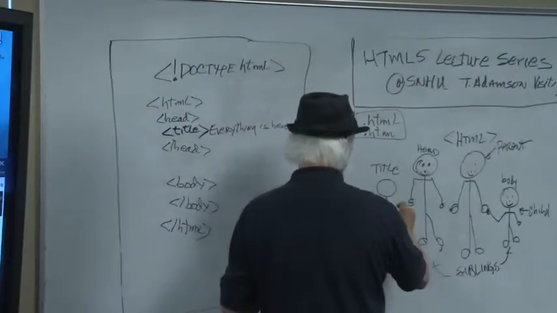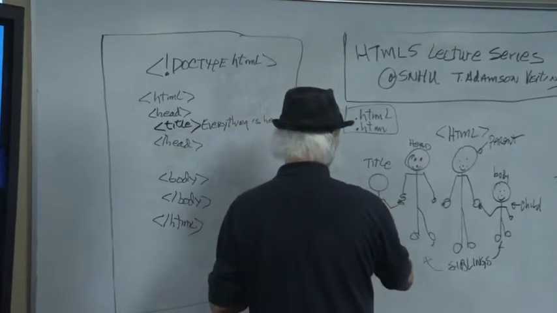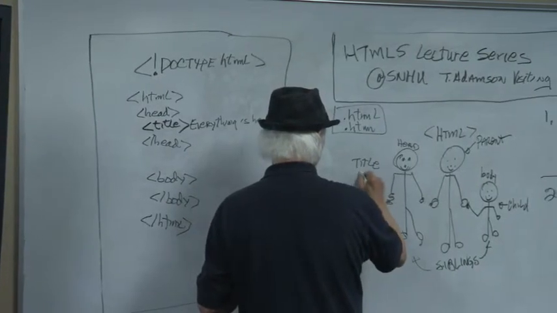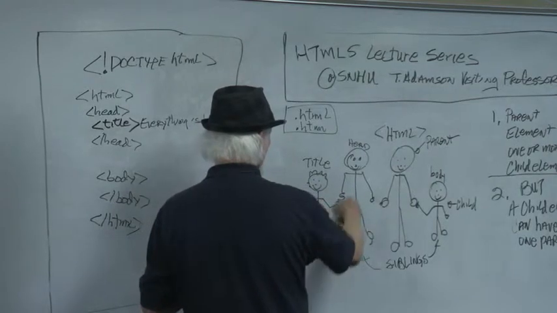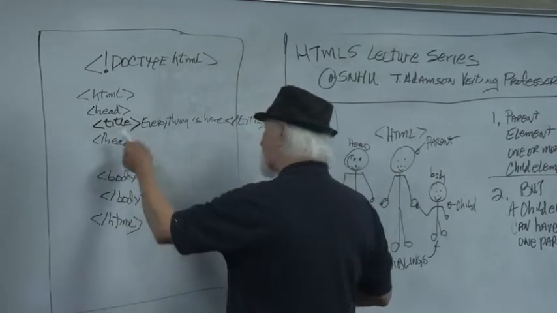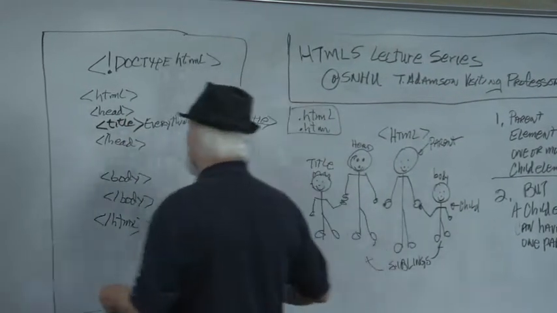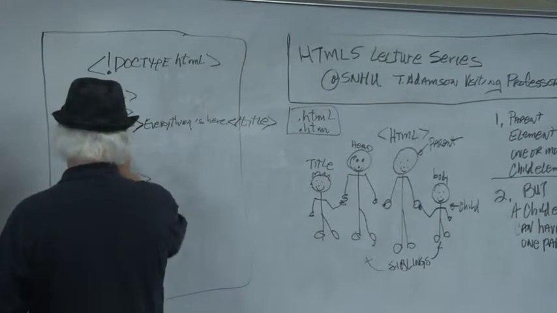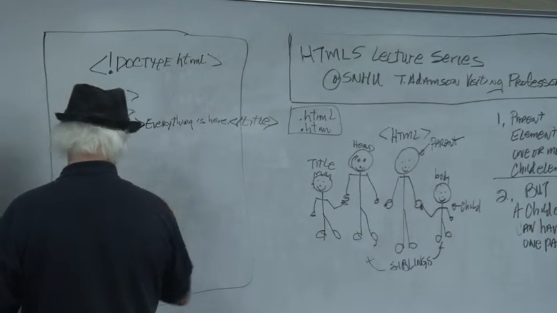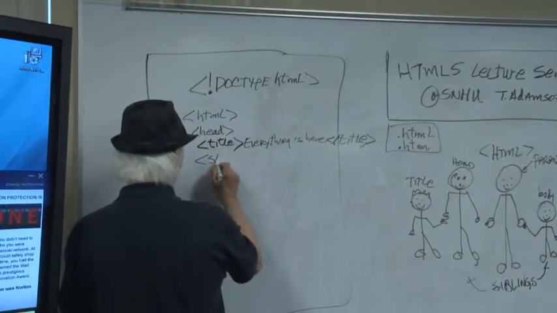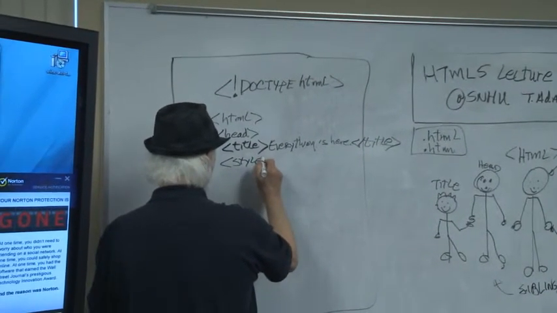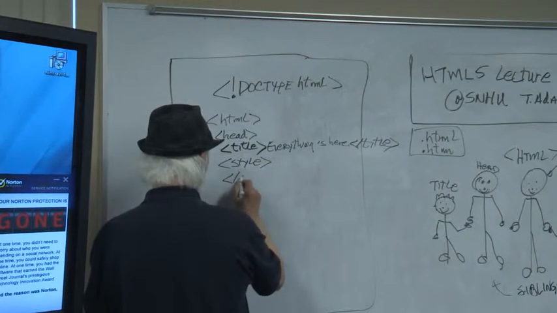However, the head element is also a parent now of the title element. And we begin to see this family tree. Okay, that's the title element. The title element is a child of the head element. Also, what goes inside the head element is some more elements. I'm going to need to erase this down here. What goes inside here is also a style element. Right now it's an empty element.